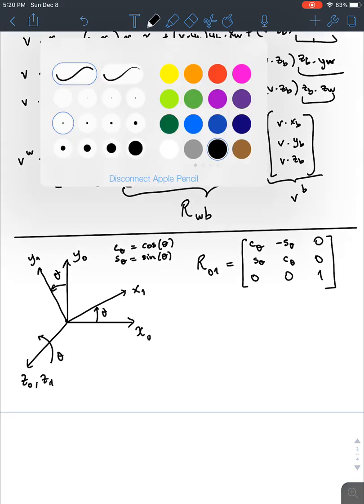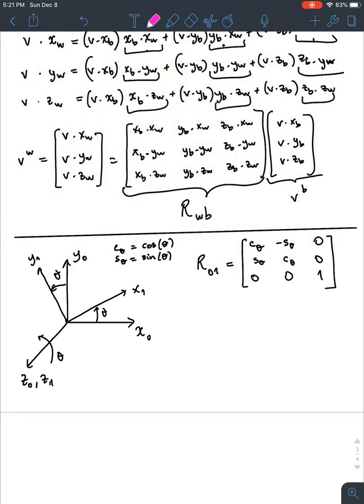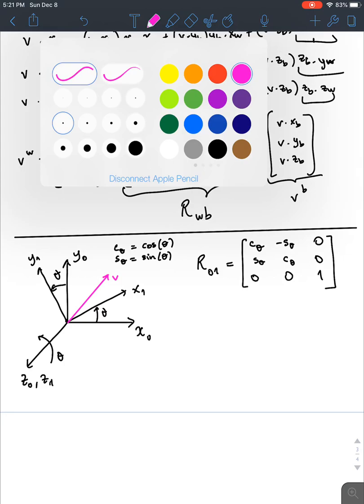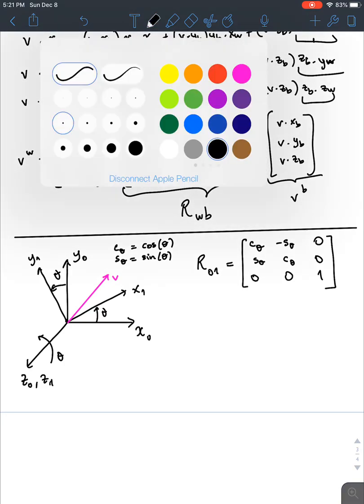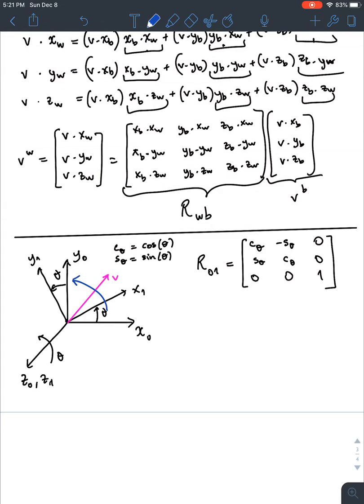Now the next interpretation again starts with a vector. Let's suppose we have a vector, this pink arrow, a vector v. Now what we want to do is rotate this vector v by an amount theta about the z naught axis, and then find the coordinates of the rotated vector in the zeroth coordinate system. How would we do that?